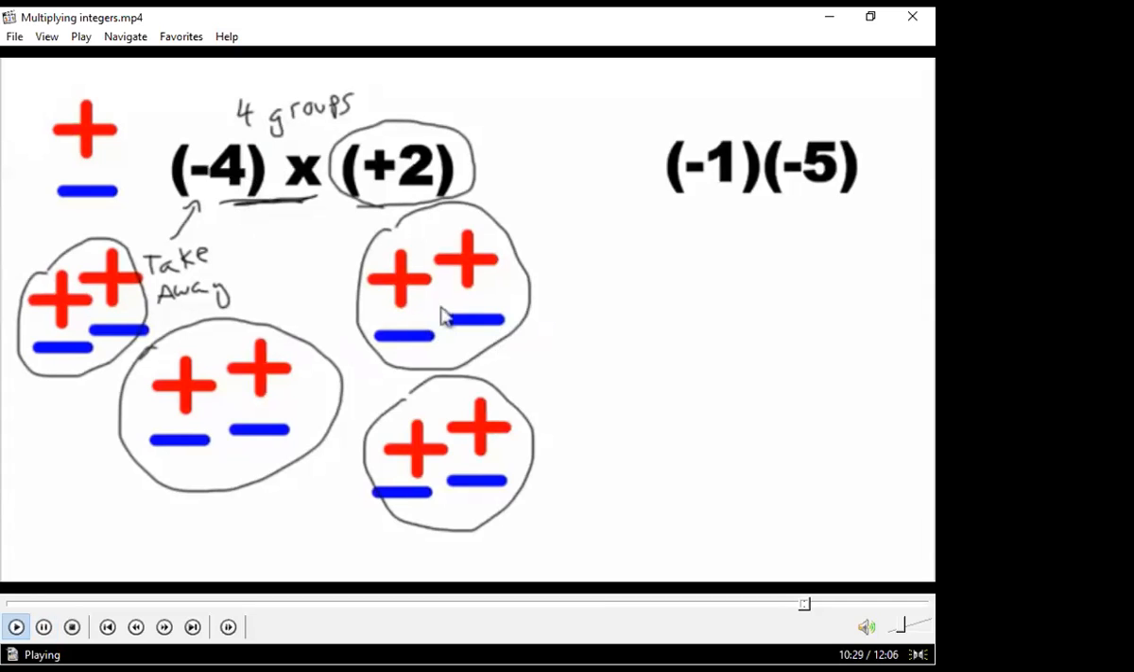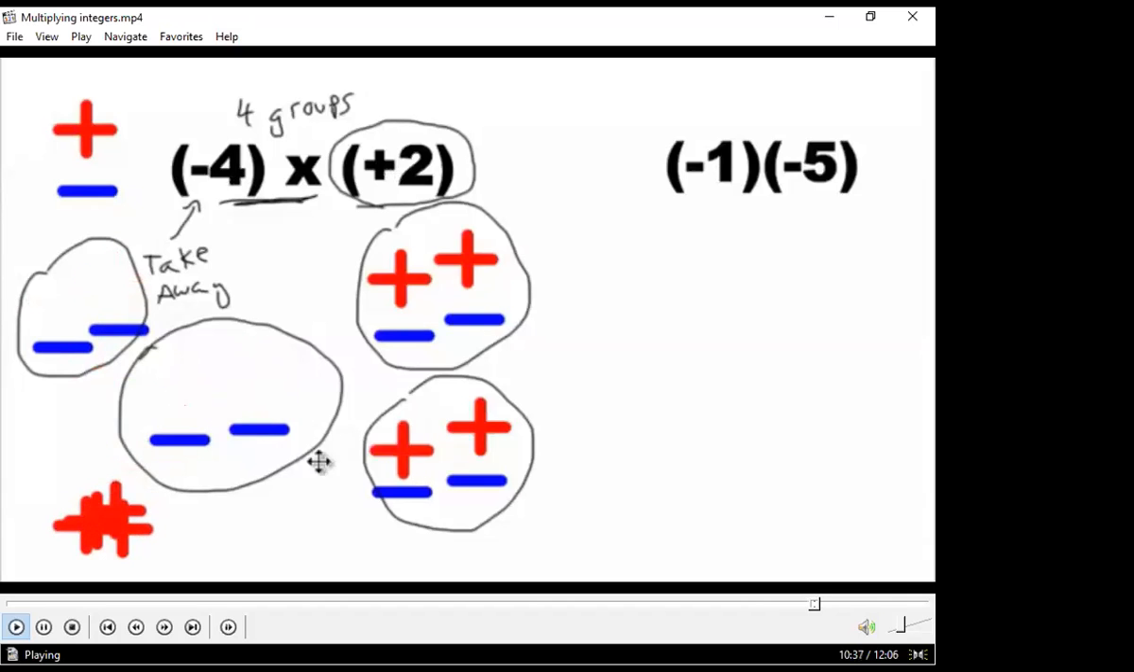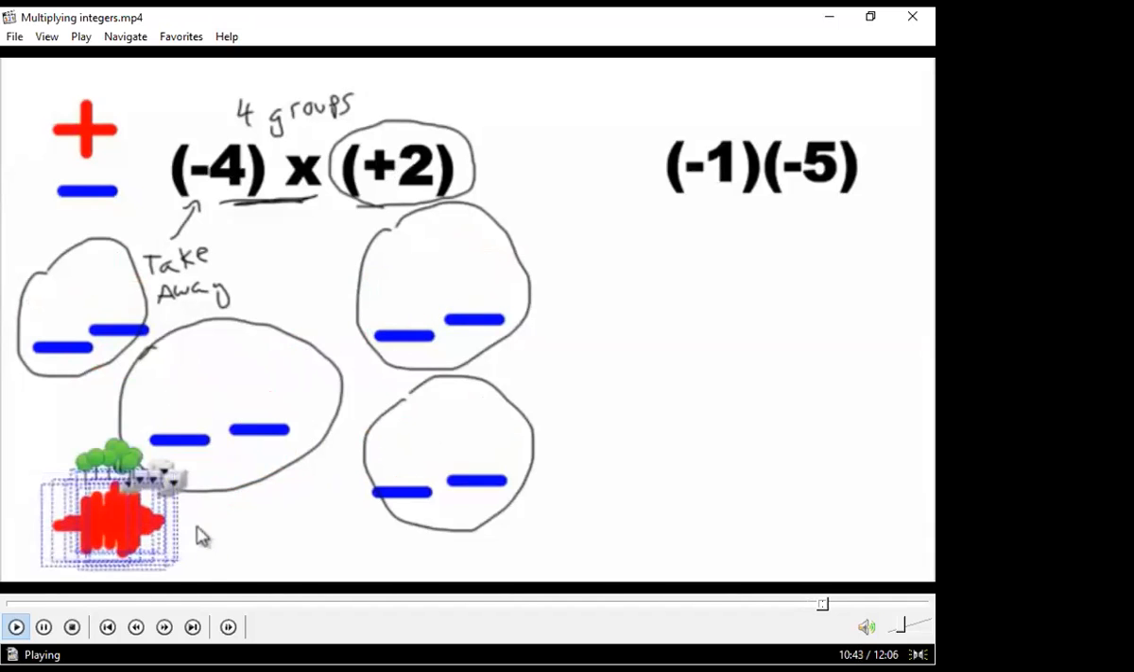Collect all the positive 2 from the 4 groups. Then how will we translate this one? Take away 2 from each group. So I'm collecting all and cancelling them together. Then you will count how many numbers you have here. So you have negative 8. Understood?